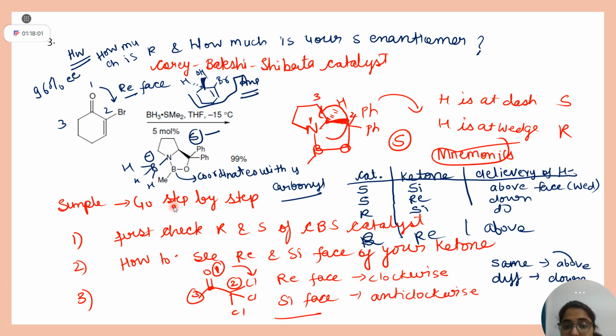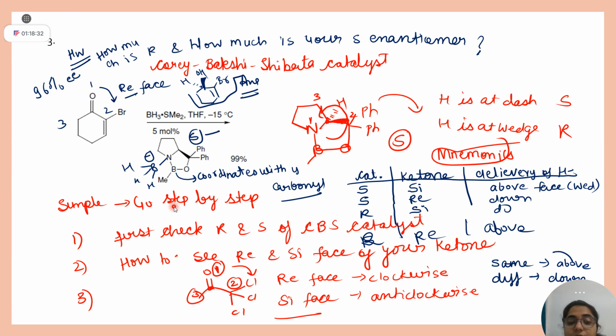First, you have to see whether your CBS catalyst is R or S. One thing is you can memorize that if hydrogen is at dash, it is your S CBS catalyst. If hydrogen is at wedge, it is your R. But why take a risk with this? It's always better to find R and S of this catalyst. So first task, find R and S nomenclature of your CBS catalyst.